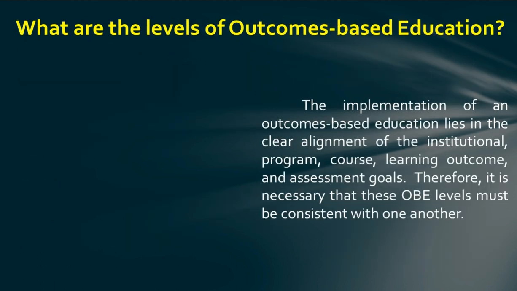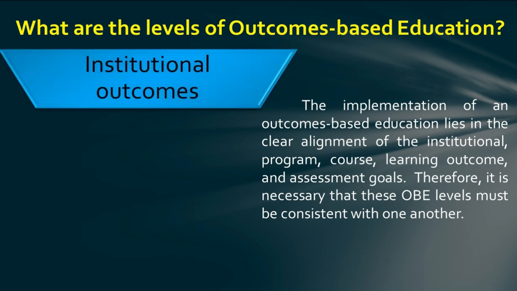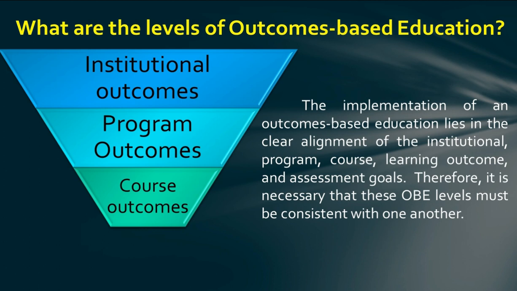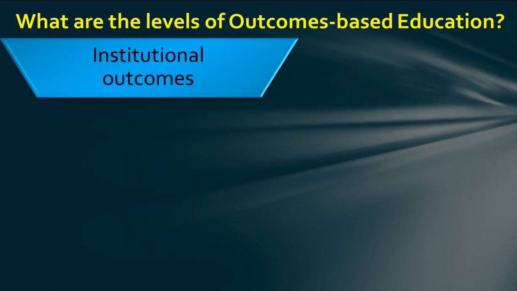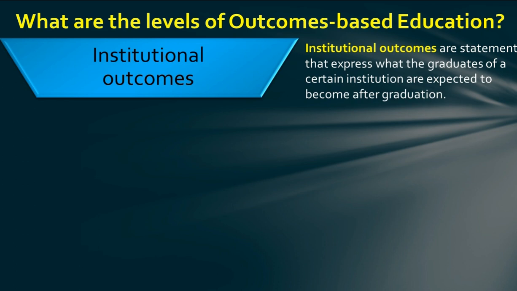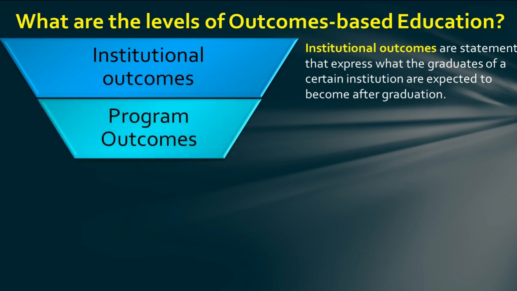So what are the levels of outcomes-based instruction? The implementation of outcomes-based education lies in the clear alignment of the institutional outcomes, the program outcomes, the course outcomes, the learning outcomes, and their alignment to all assessment goals. Therefore, it is necessary that these OBE levels must be consistent with one another. So what are institutional outcomes? These are the widest outcomes. These are statements that express what the graduates of a certain institution are expected to become after graduation, narrowed in by the program outcomes.